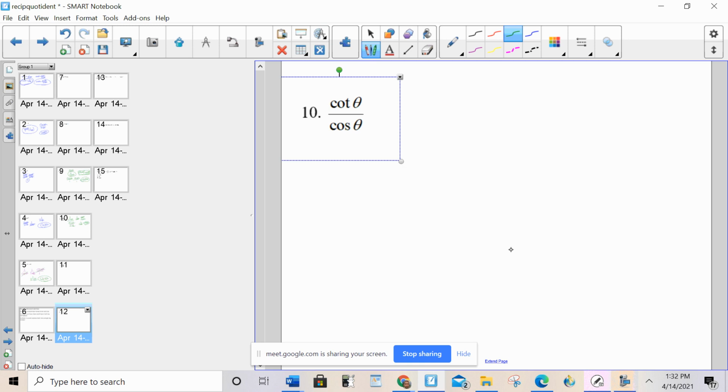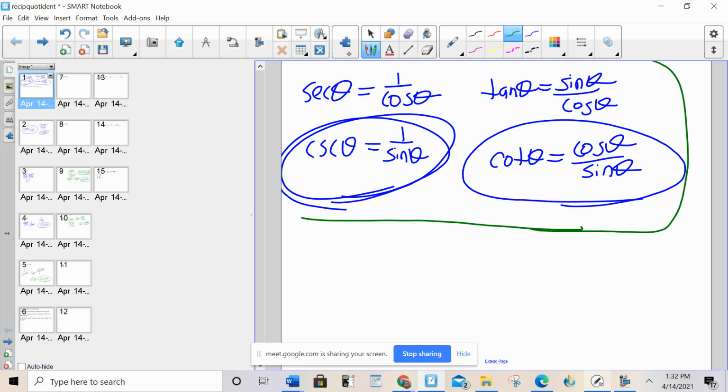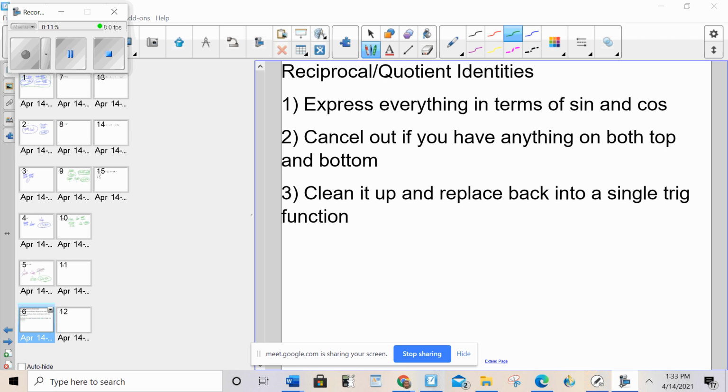So again, to sum up, for reciprocal and quotient identities, you want to express everything in terms of sine and cosine using these identities. S goes with C, C goes with S, tan is sine over cos, and cotan starts with cos. Then you're going to cancel out anything you have on both top and bottom. If there's a sine on top and a sine on bottom, for example, cancel them out. Then you clean it up, you multiply straight across, and then you need to replace it back into a single trig function. Again, your classwork/homework is to finish this assignment, and I hope you have a productive next few minutes.